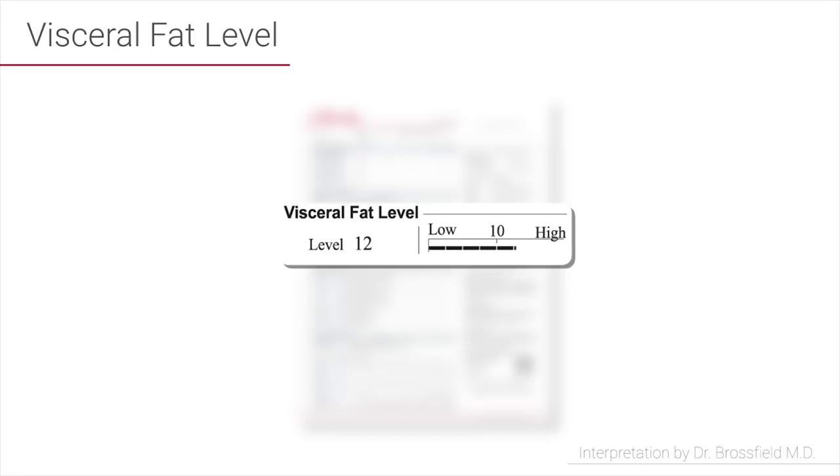We know that the number 10 on this visceral fat score is kind of a critical breaking point, that if your visceral fat score is below 10, your risk of heart disease and diabetes is actually about 50% lower than if this number rises above 10.